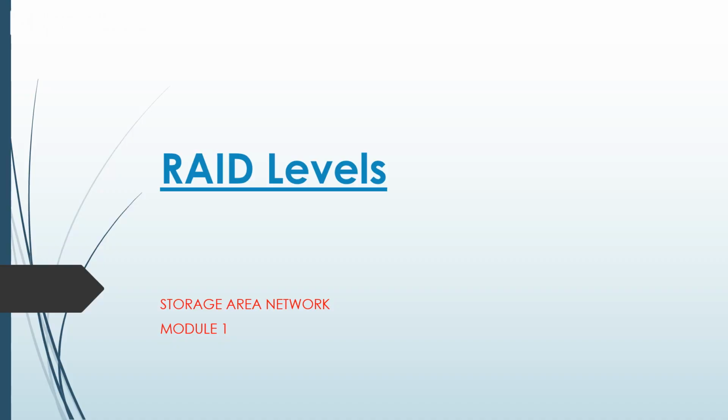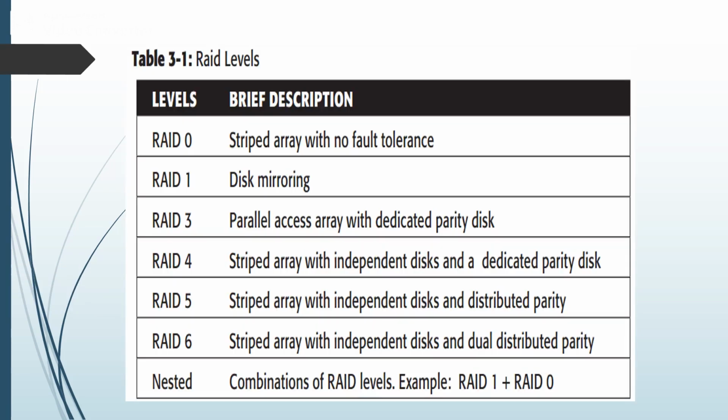Hello students, in the present session I'll cover different RAID levels. In the table format we can observe that we have different RAID levels like RAID 1, RAID 0, RAID 3, RAID 4, RAID 5, RAID 6 and nested RAID. First we'll take RAID 0.